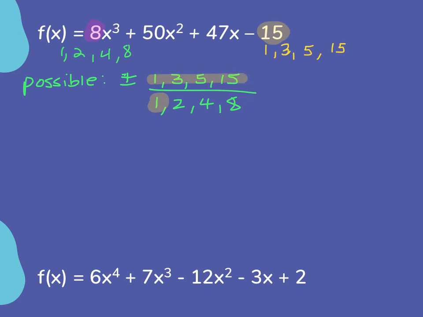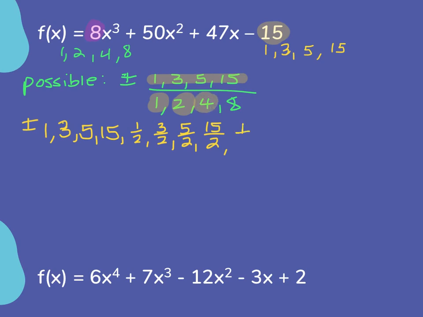So each of these goes over 1. And I get plus and minus, because there's always a plus and minus. 1 over 1, which is 1. 3 over 1, which is 3. 5 over 1, which is 5. And 15 over 1, which is 15. Then I put them all over 2. 1 over 2 is a half. 3 over 2. 5 over 2. 15 over 2. Then I put them all over 4. 1 over 4. 3 over 4. 5 over 4. 15 over 4.